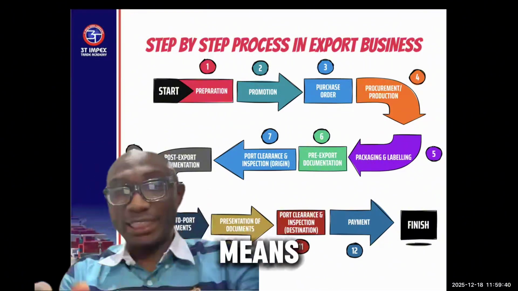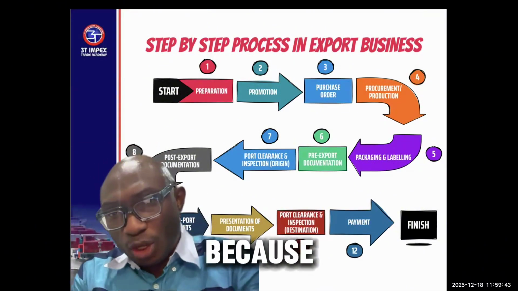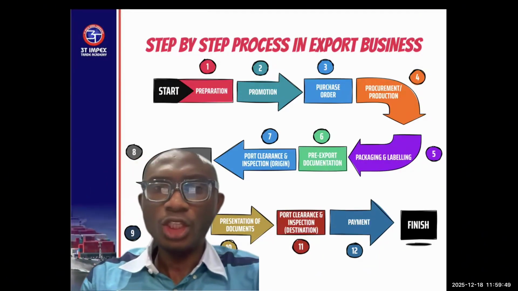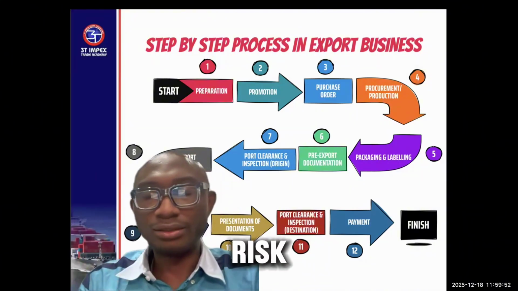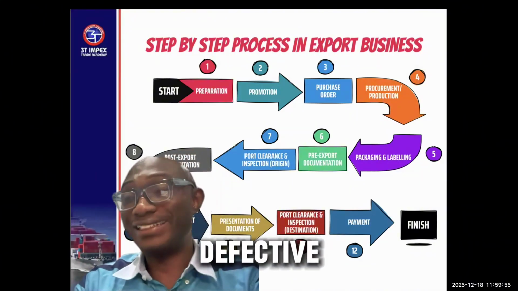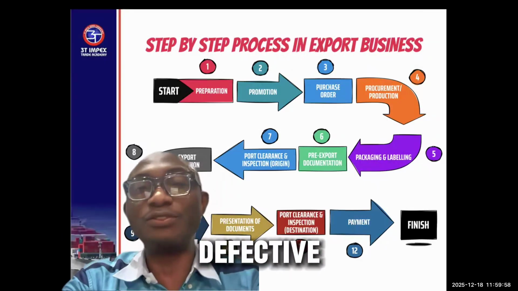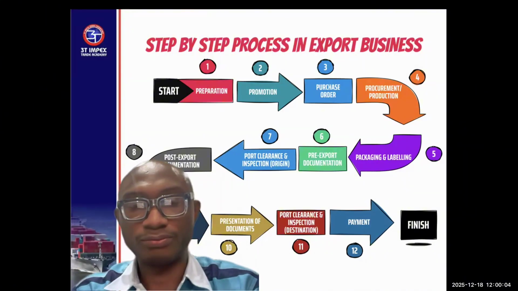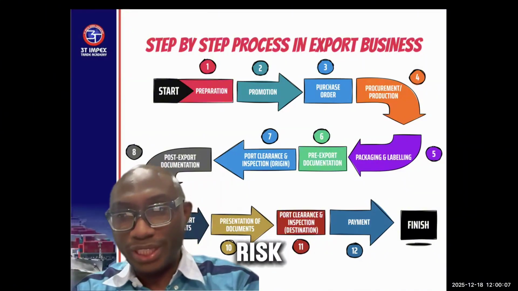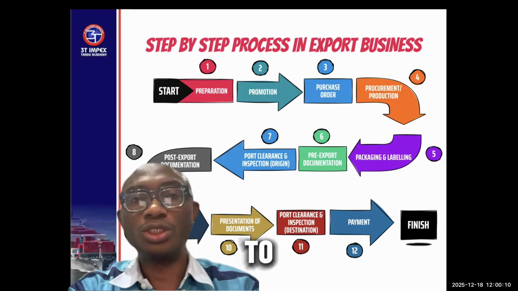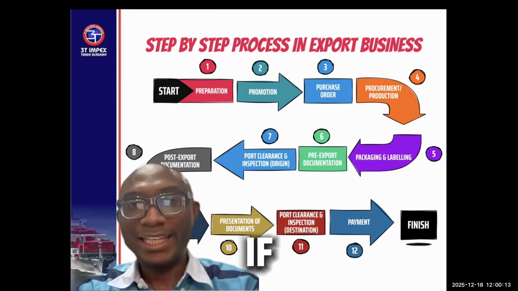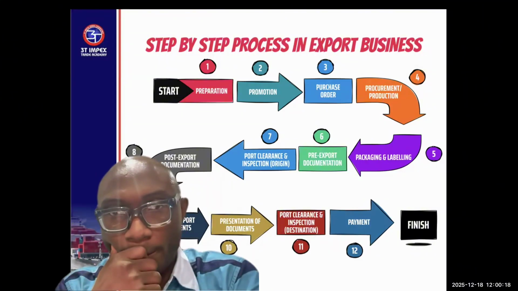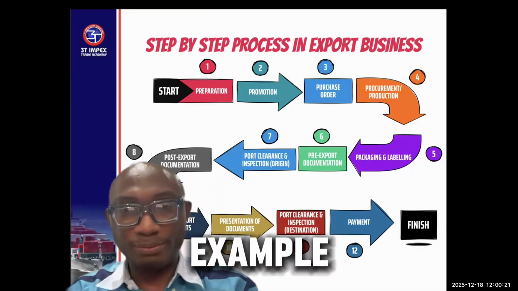Now, that means in the course of procurement, because you know the parameters, you know exactly what to test. You run the risk of shipping defective goods to the destination market if you do not know the parameters. So let's say you are doing agro commodity, for example.